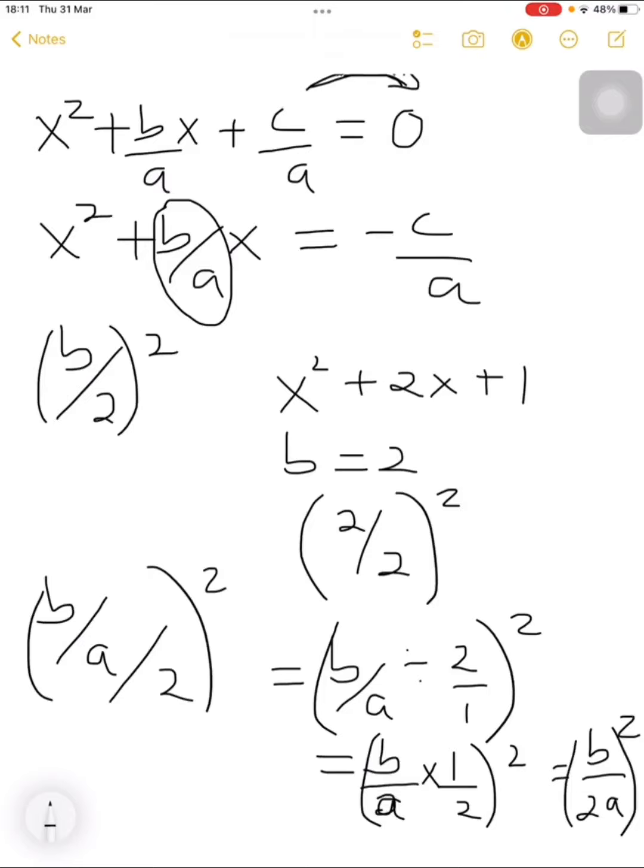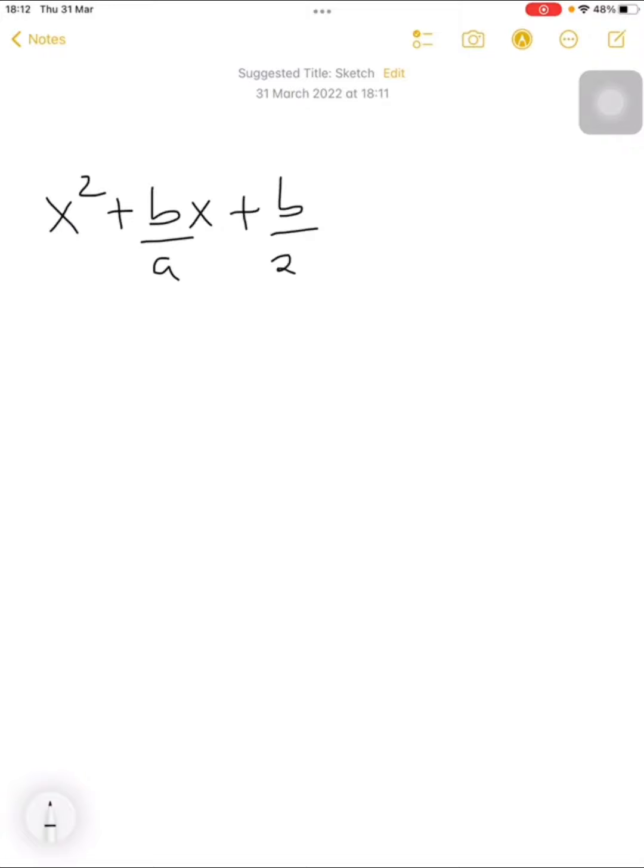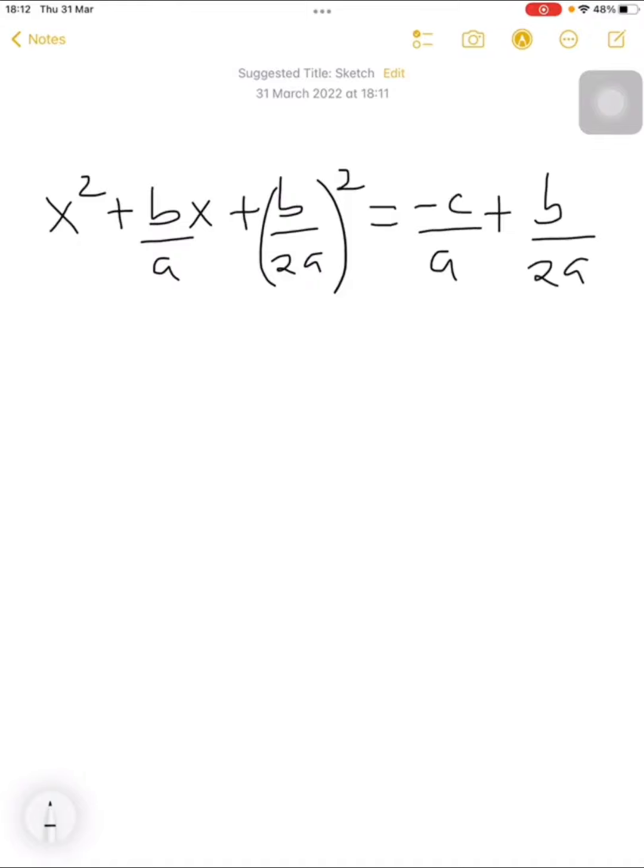This is a term that we are going to add on both sides. So we'll have x squared plus b all over ax plus b divided by 2a squared is equal to negative c all over a plus b all over 2a squared.